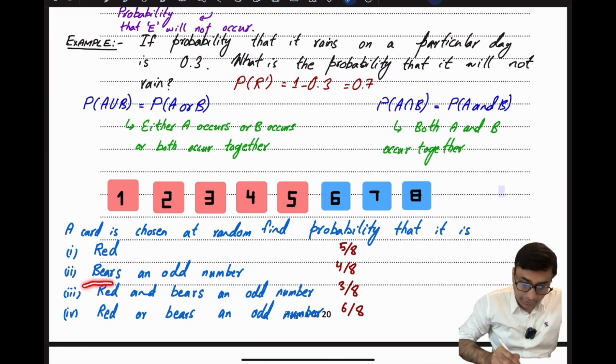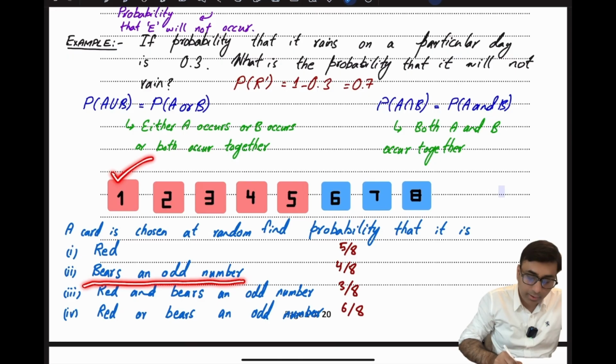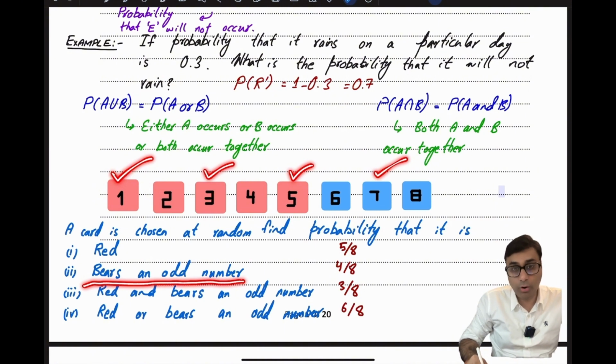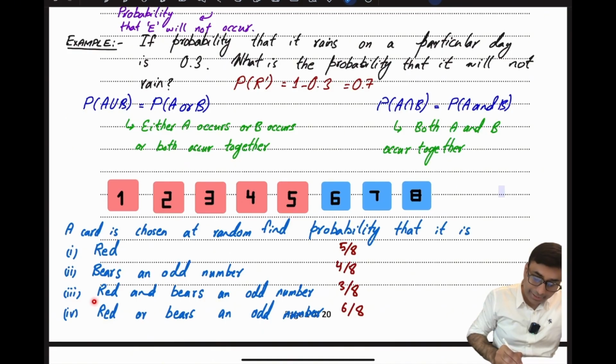But if I want to find the probability that it bears an odd number, then I'll see that 1 is an odd number, 3 is an odd number, 5 is an odd number, and 7 is also an odd number. So there are 4 odd numbers out of a total of 8 numbers. So the probability of an odd number is going to be 4 upon 8, which can be simplified as 1 upon 2.